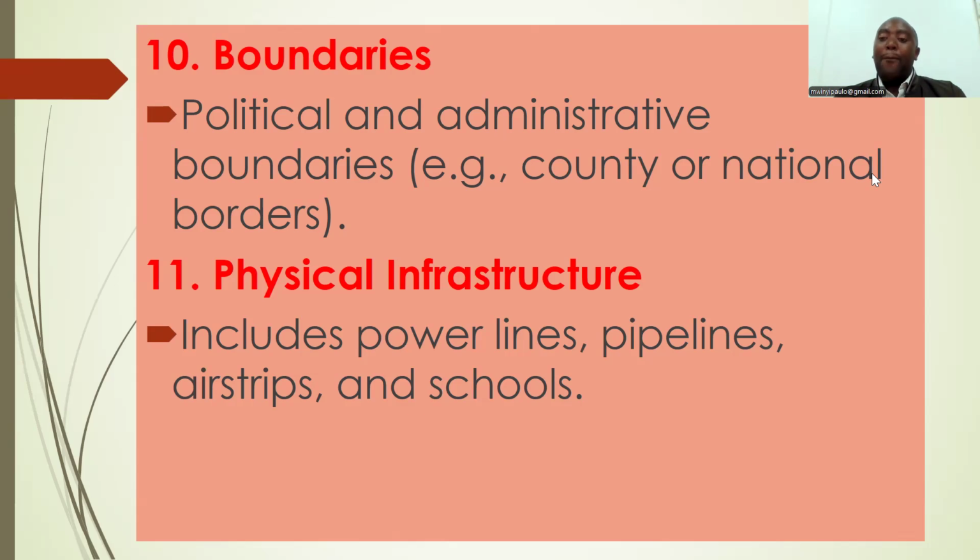Then a topographical map will show boundaries, be it political and administrative boundaries. For instance, it will show the county boundaries, sub-county boundaries, or even the national borders, depending on the area on the ground that's being represented by that topographical map. In addition to that, it will have the physical infrastructure, including pipelines, schools, airstrips, power lines, name them.